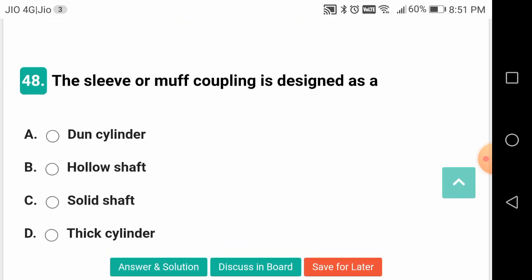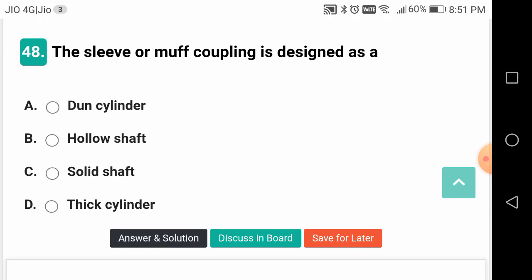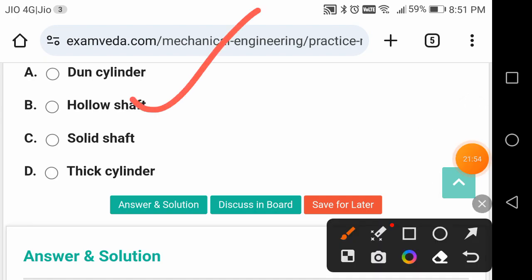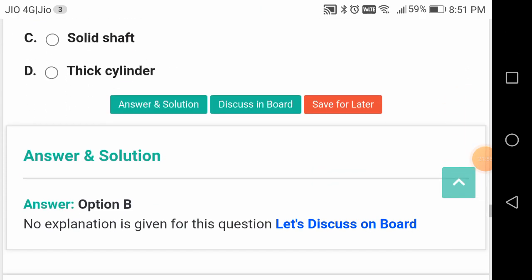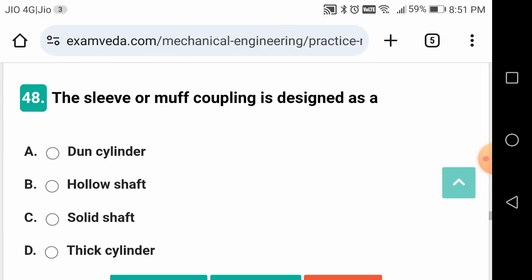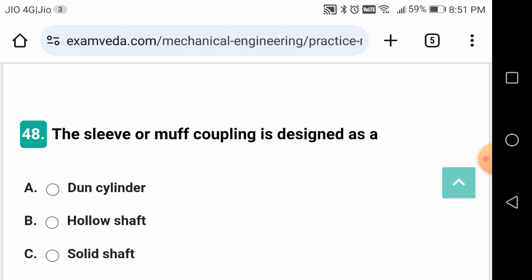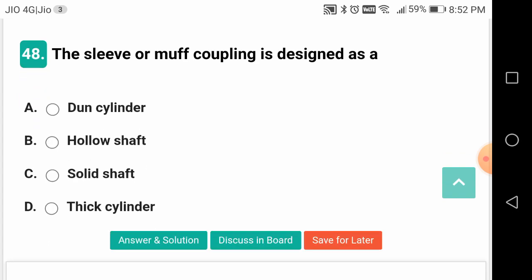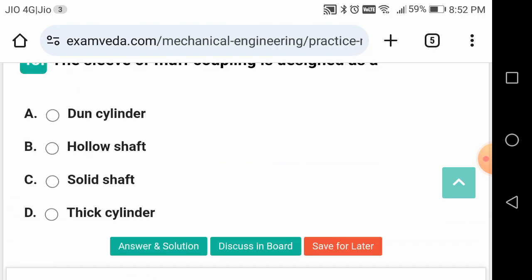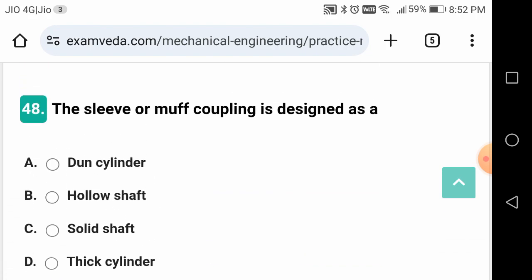The sleeve or muff coupling is designed as a, what is the answer for this? Hollow shaft. Your sleeve inside diameter will be equal to the diameter of the shaft, and the sleeve outside diameter will be different. It will be greater by 2 times the thickness of the sleeve. Hence it has to be designed as a hollow shaft. But normally the material of the sleeve will be cast iron and the material of the shaft will be steel.